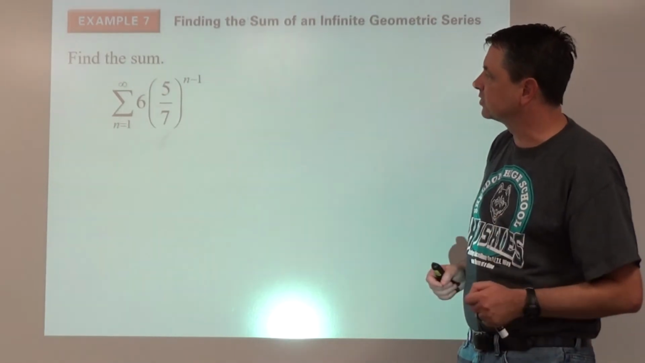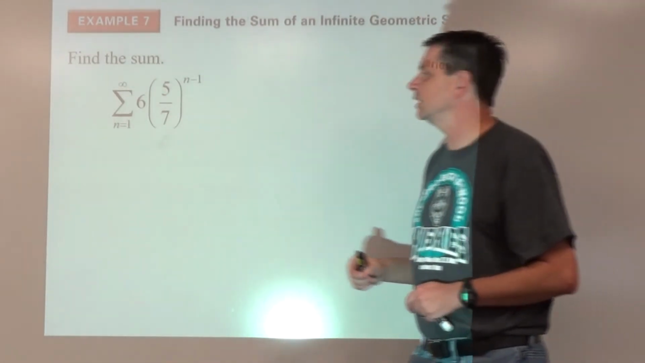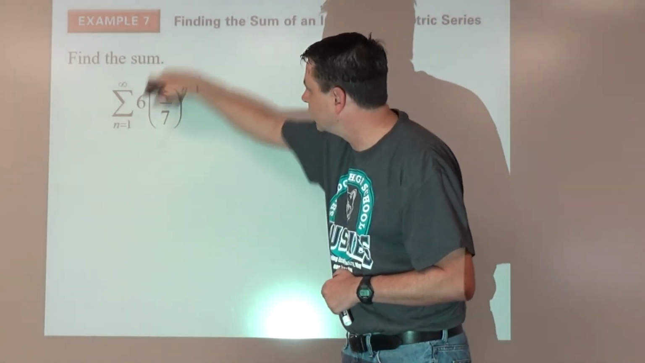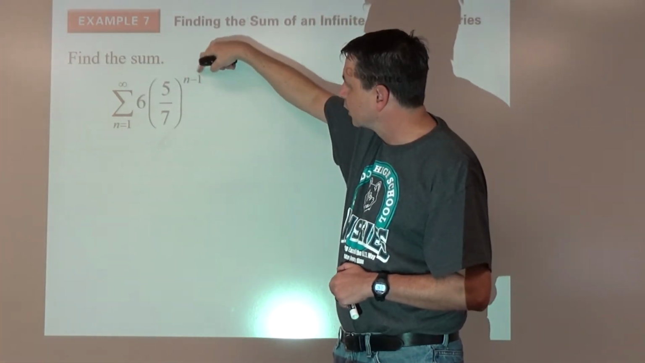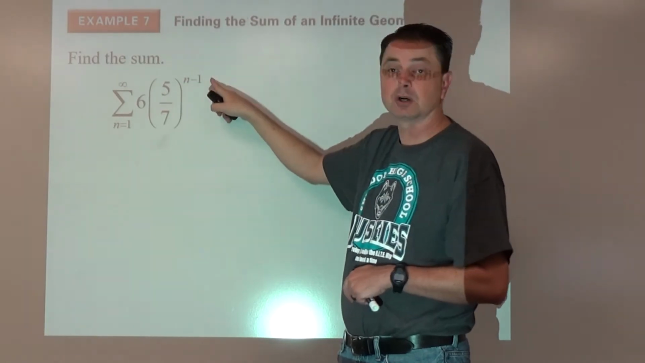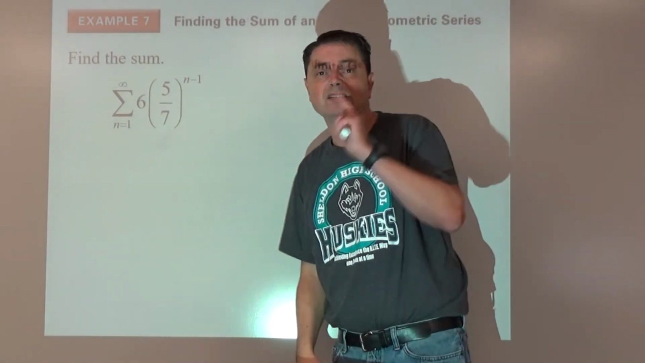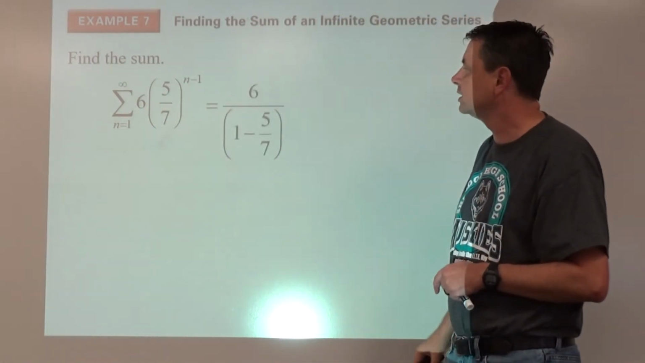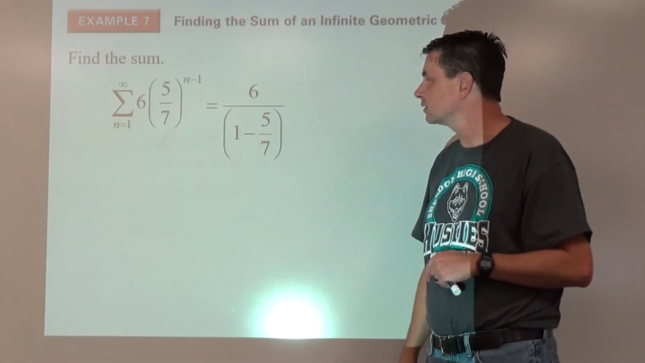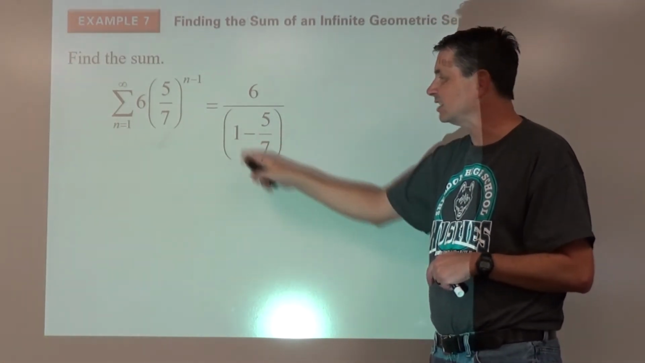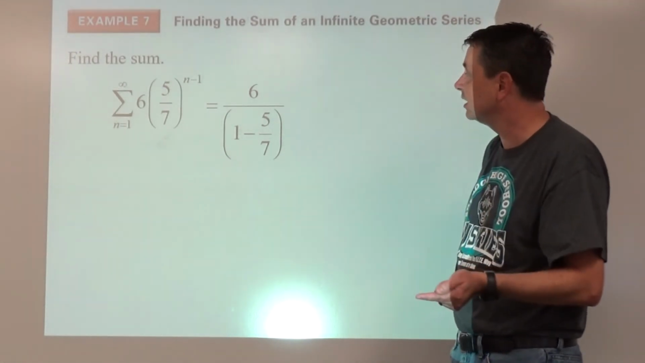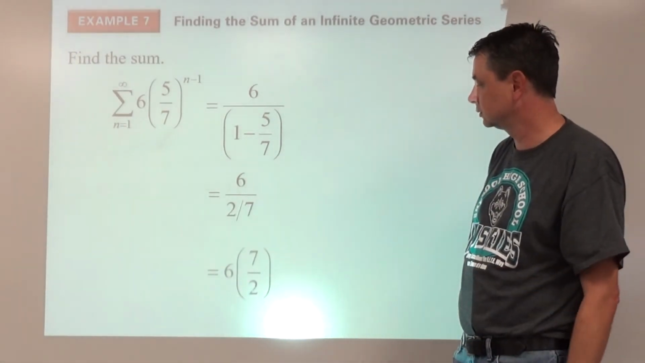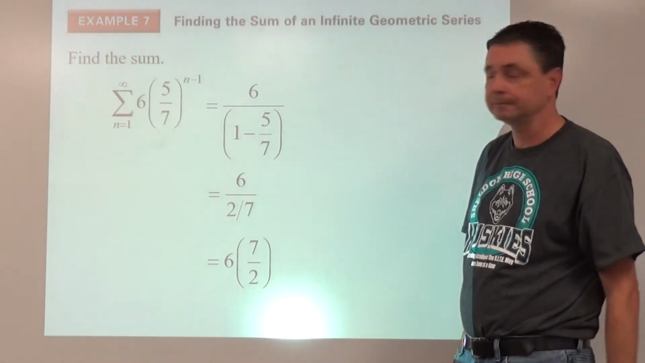So the sum of all the terms is going to be a sub 1 goes on top, so plug in 1 to get a sub 1. So we get 0 as our exponent, 5/7 to the power of 0 is 1, times 6, we get 6, divided by 1 minus 5/7. I think this is 2/7. 6 divided by 2/7 is the same as 6 times 7 over 2. Okay, we get 21.